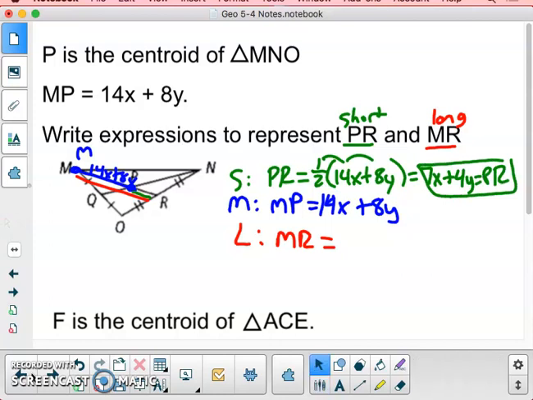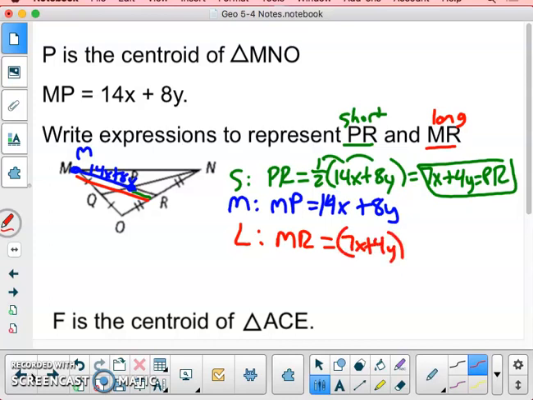So then what happens with MR, the whole thing, is I'm adding 7x plus 4y, which is the short piece, plus 14x plus 8y, which is the medium piece, to get the long piece. This is just combining like terms. 7x and 14x make 21x. 4y and 8y make 12y.